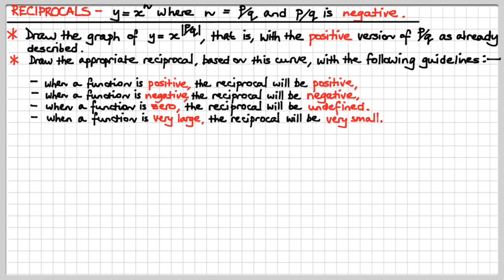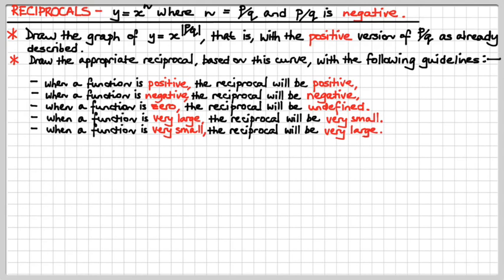What else? When the function is very large, the reciprocal is going to be very small because you're dividing. If you're dividing 1 over something very large, it becomes very small. See? The reciprocal likes to play the game of opposites. And when the original function is very small, then 1 over it, the reciprocal, is going to be 1 over something very small, which becomes very large.